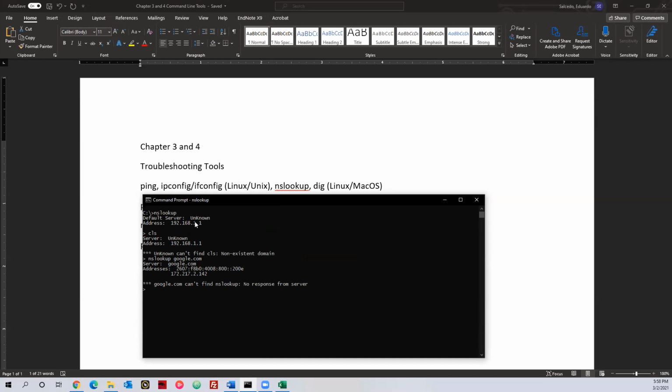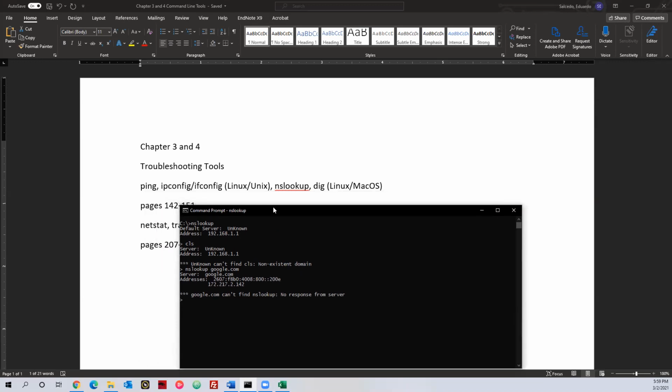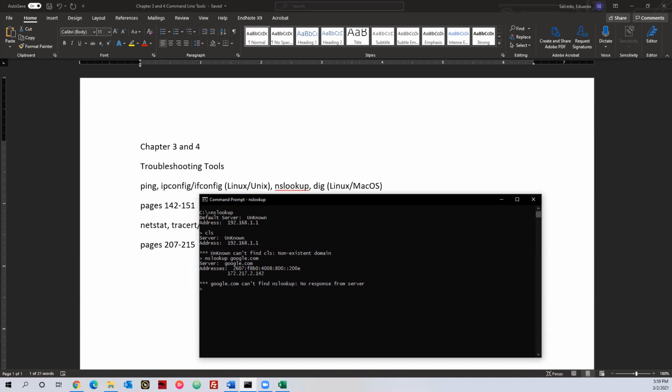Anyone? What am I finding or doing with that? Any IP addresses? For the servers? The IP address of the network in google.com. Yes. That's exactly it.